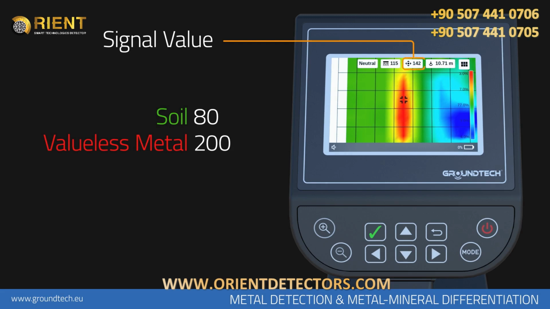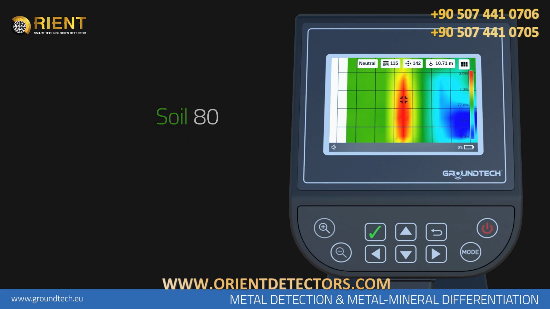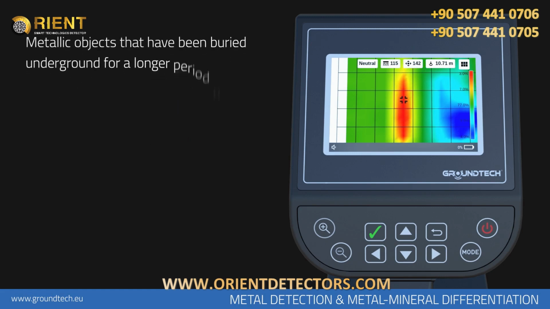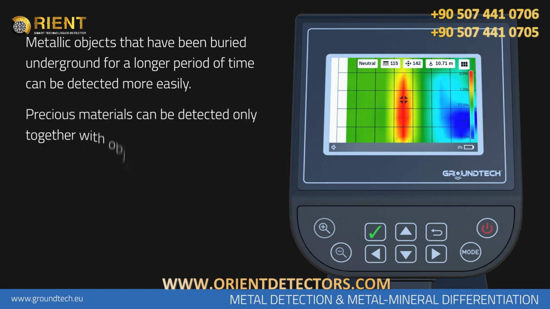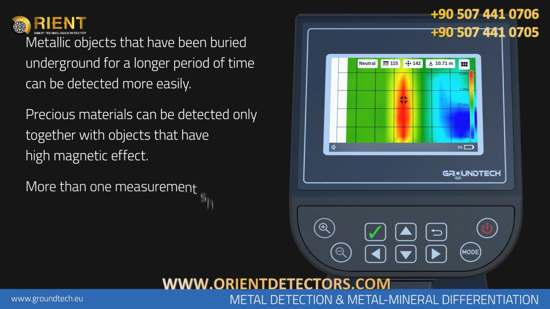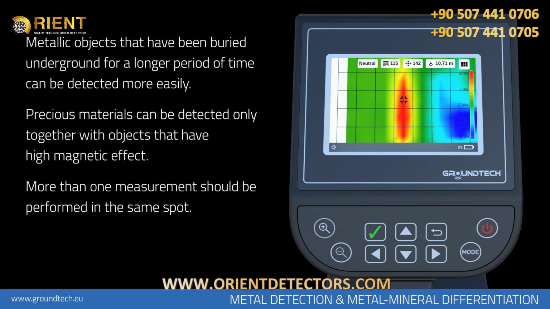For example, when the level of soil is 80 units and the magnetic object is 200 units. Metallic objects that have been buried underground for a longer period of time can be detected more easily. Precious materials such as gold or silver can be detected only if they were buried together with objects that have high magnetic effect. In order to see whether the data represents a real object or not, more than one measurement should be performed in the same spot, and all of them should result similarly.